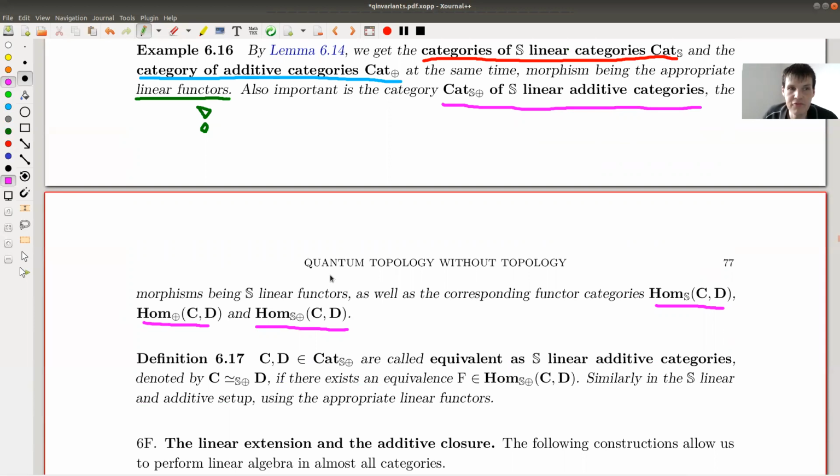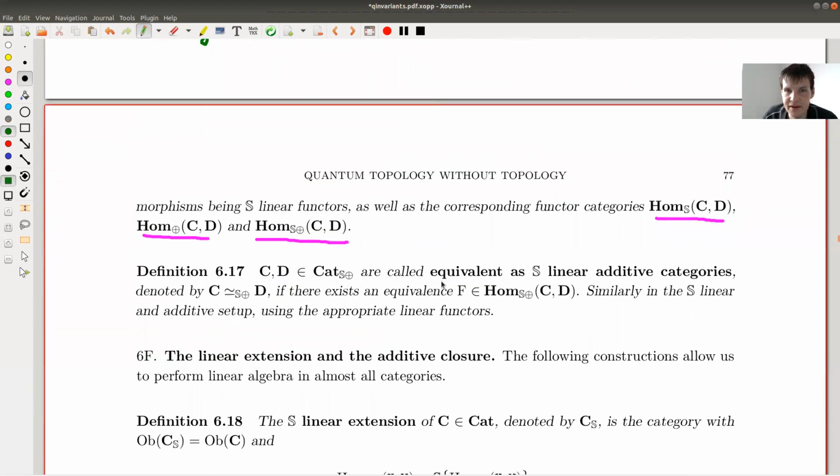One thing is missing in the usual yoga, and this is equivalence. Equivalence of S-linear, let's say S-linear additive categories, denoted by S and plus. Similarly, of course, for linear categories or for additive categories, it would be using a linear additive functor. Really just the usual yoga, so nothing scary.